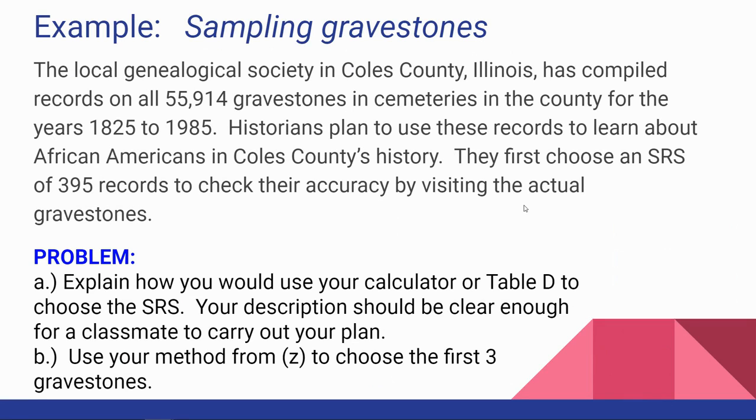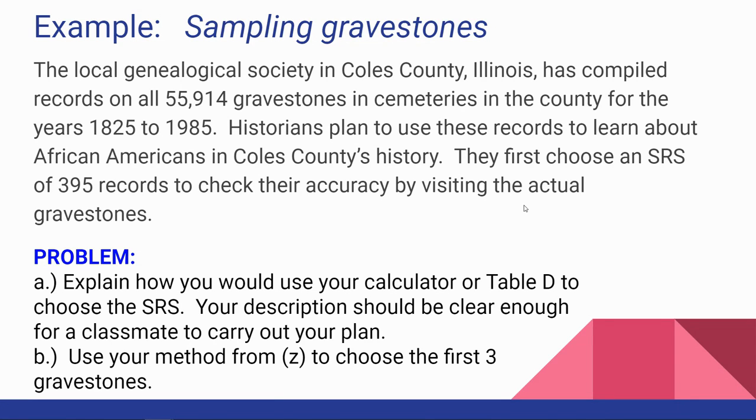So here's an example of a problem that you would do this with. The local genealogical society in Coles County, Illinois has compiled records on 55,914 gravestones, and we want to choose an SRS of 395. Obviously, using a calculator's random function is going to be the quickest way of doing this. However, you could use another option called a table D, which we haven't talked about.